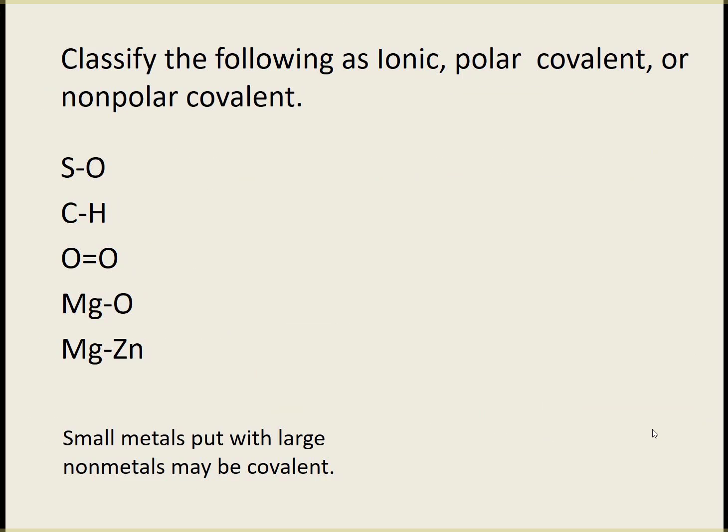So together, let's classify these following bonds as being ionic or covalent, and if they're covalent, if they're polar or nonpolar. Let's start off with this first. We have sulfur and oxygen. I'm going to look on the periodic table. On the periodic table, I see they're on the right-hand side. They're both nonmetals. And they're not nonpolar because they're not bonded to themselves and they're not carbon and hydrogen. So this would be polar or polar covalent.